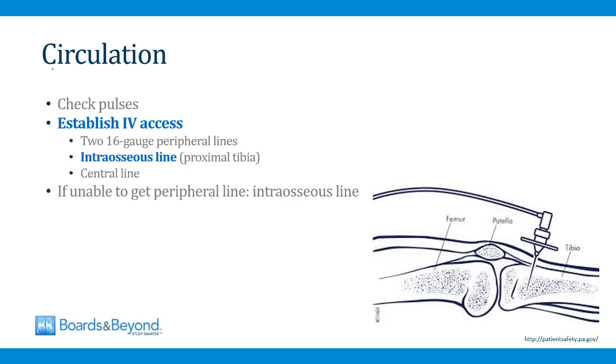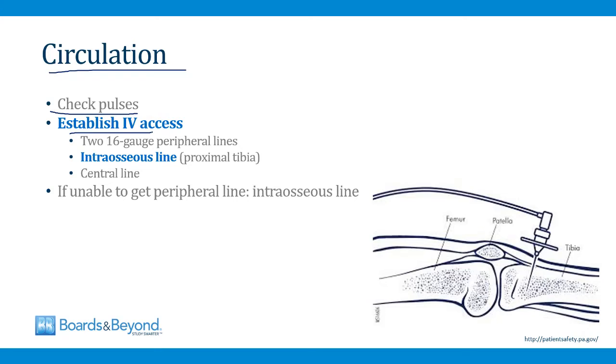After breathing, the next item in the primary survey is an assessment of circulation, and this begins by checking the pulses. If a patient has no pulses, then you need to begin CPR and go down the pathway in the ACLS algorithm that I discuss in the cardiology section. After you check pulses, you need to establish IV access.